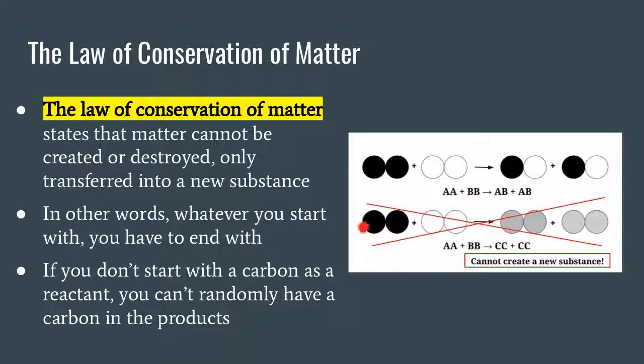What I see here is 2 black dots and 2 white dots, and all of a sudden I'm ending up with a bunch of gray. We didn't have those gray dots to start off with, so we cannot create a new substance. So that's why this one is accurate, but the bottom one is not. So if you don't start with carbon as a reactant, you can't randomly have carbon in the products.